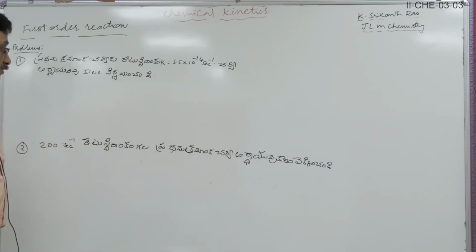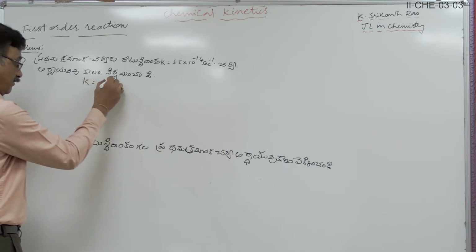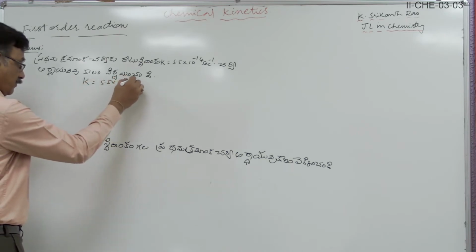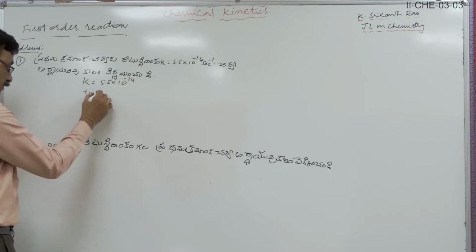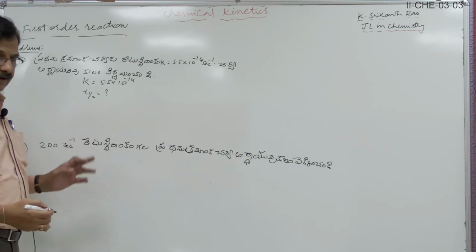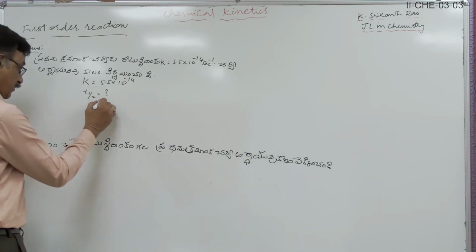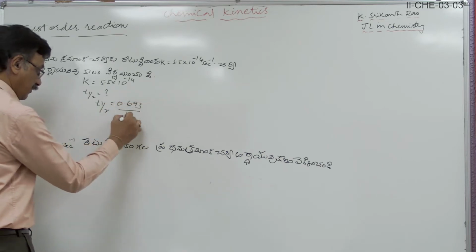Right? So in this reaction, k is given, 5.5 into 10⁻⁴. Right? You have to calculate the T half. T half equal to how much? There's a relation between T half and K. That is T half equal to 0.693 by K.